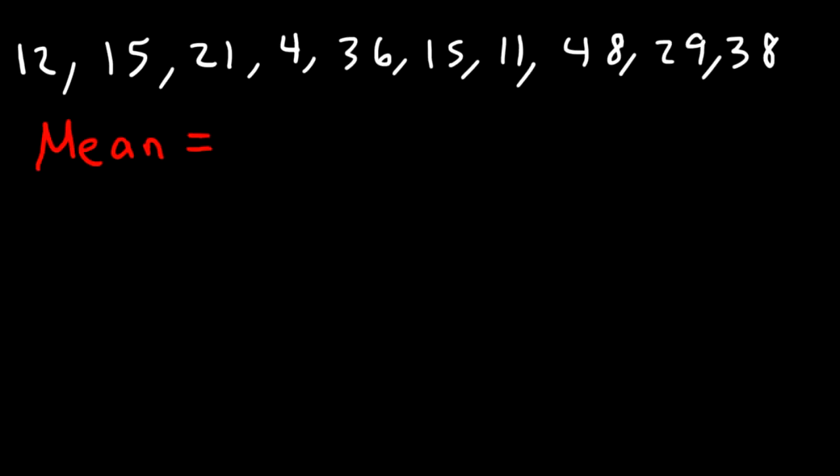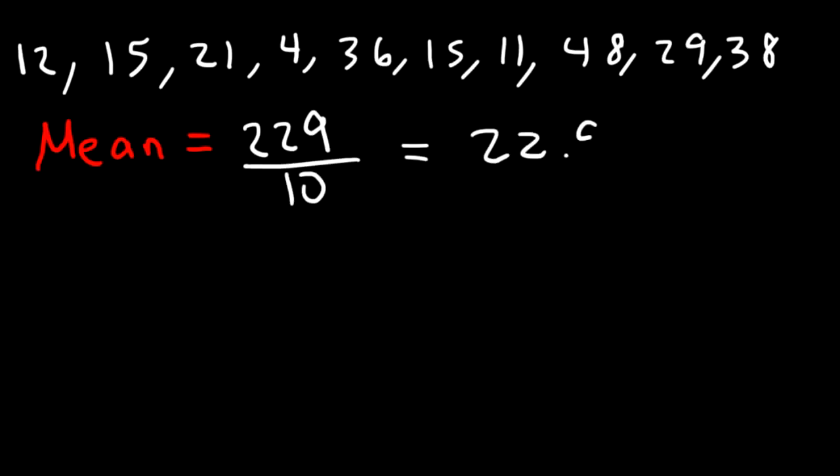Let's add up the 10 numbers. So the sum of the 10 numbers is 229. 229 divided by 10 will give us an average of 22.9. So that's the arithmetic mean.